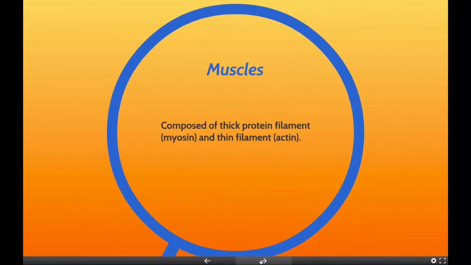Muscles are composed of 2 major protein filaments, a thick filament composed of the protein myosin and a thin filament composed of the protein actin. Muscle contraction occurs when these filaments slide over one another in a series of repetitive events. Collagen forms the connective framework of your muscles, bones, tendons, skin, and cartilage.